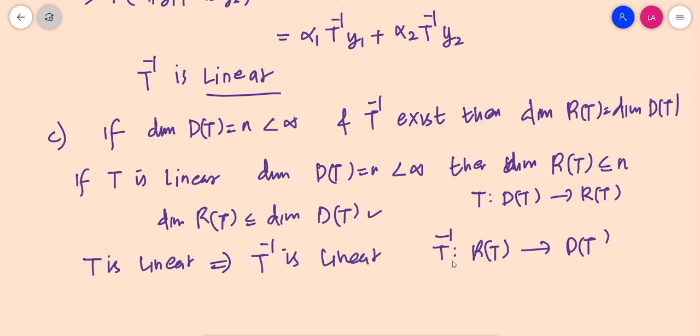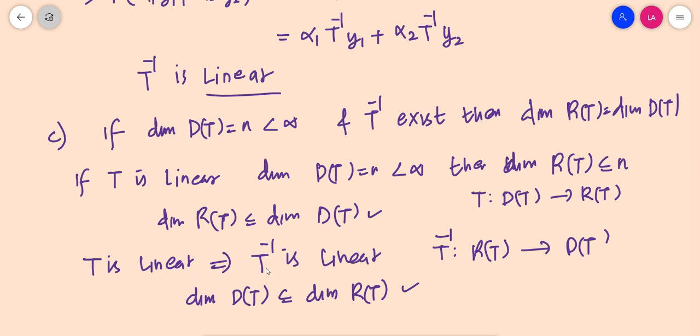Here instead of T we have T inverse. Here instead of D of T we have R of T. Instead of R of T we have D of T. Now applying this theorem we get that dimension of D of T is less than or equal to dimension of R of T. This is what we have established. Okay. So from T is linear and the theorem, we have dimension of R of T less than or equal to dimension of D of T.